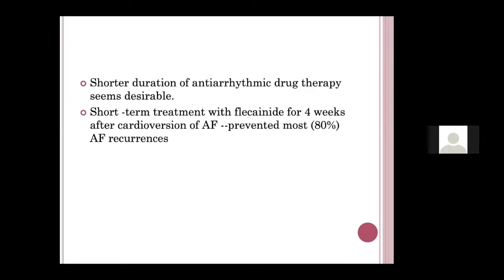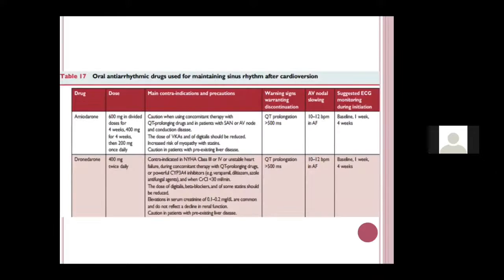And short-term treatment, this is one thing I told you, that ideally antiarrhythmic drugs after electrical cardioversion are not needed, but sometimes a short-term treatment with flecainide for 4 weeks can prevent most of the recurrence. So some people even give 4 weeks of flecainide after a cardioversion to prevent the recurrence of AF.